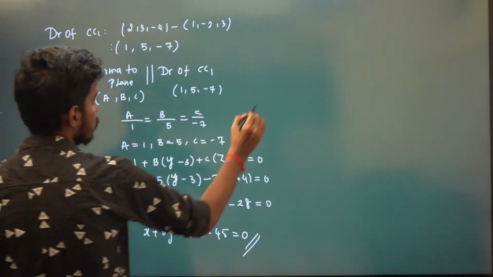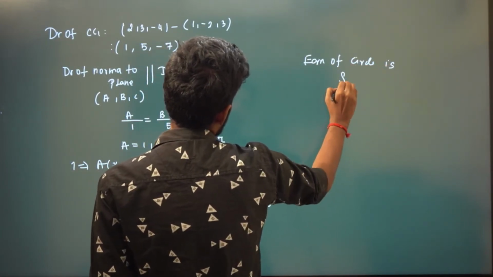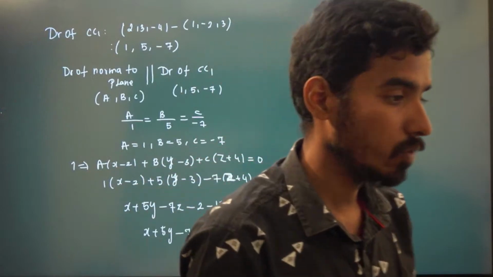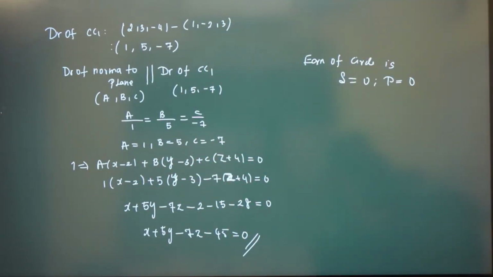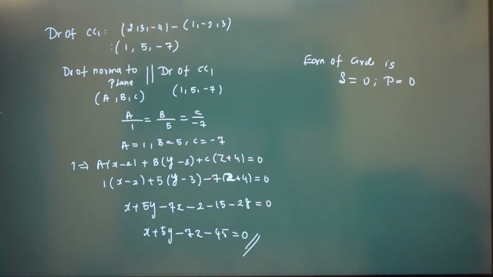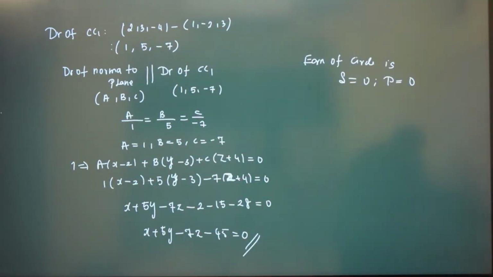So the equation of the circle is S = 0, P = 0. You just write the S and P values. We already know the equation of S, and now we have found the equation of P. Is it clear? A sphere plus a plane will be a circle. So whenever you are writing, you will have to write sphere comma plane.